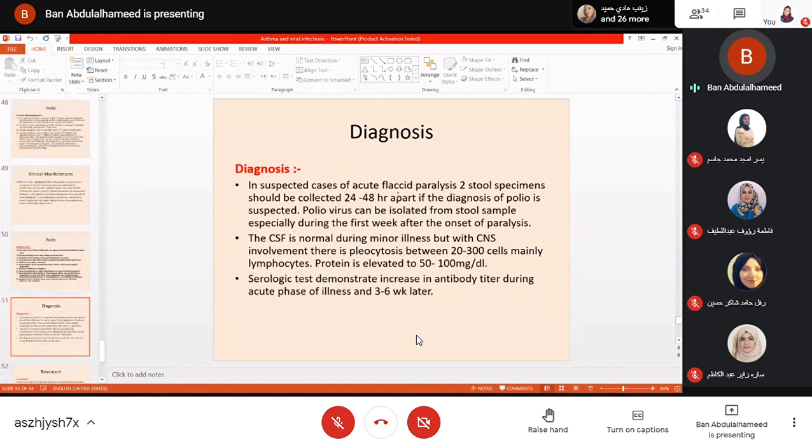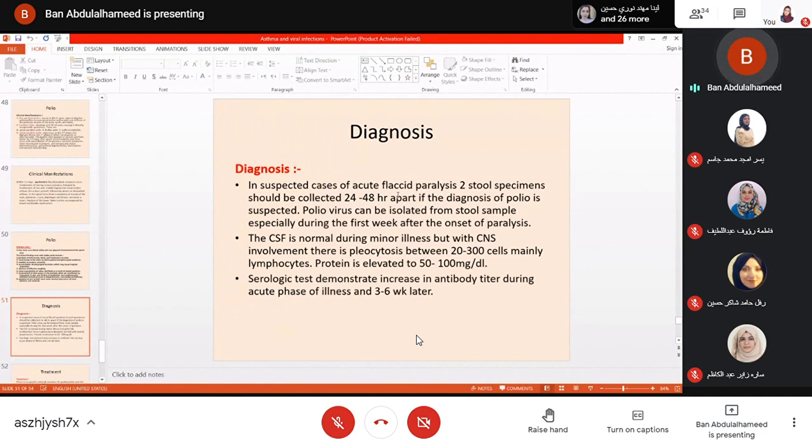To make the diagnosis of polio, as we said, polio is an important disease. The presentation is the clinical presentation. Paralytic polio has three clinical manifestations: spinal paralytic polio, bulbar polio, and polio encephalitis. For diagnosis in suspected cases of acute flaccid paralysis, we need to take two stool specimens, collected 24 to 48 hours apart if the diagnosis of polio is suspected. Poliovirus can be isolated from a stool sample, especially during the first week after the onset of paralysis.